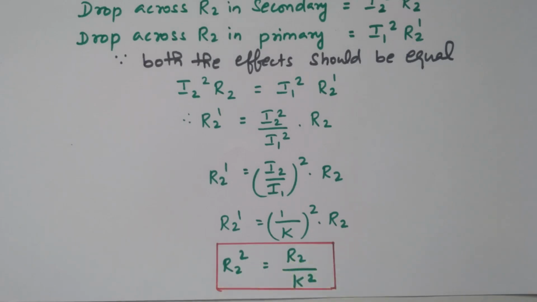So in general, if any parameter is transferred from secondary to primary, normally it is divided by K. While transferring from primary to secondary, it is multiplied by K. Now we'll go to the total resistance.